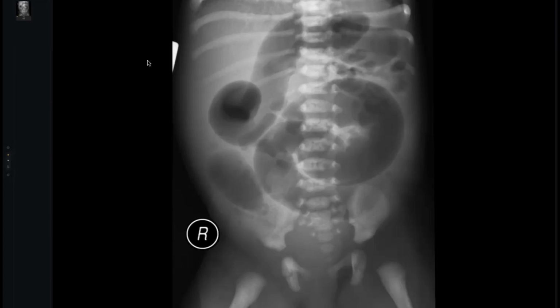My impression is that appearances could be those of lower GI obstruction. I want to ask, is there a history of the patient passing meconium or not? We don't know. What is your next step, or what is your differential? First of all, I will think about causes of lower GI obstruction. First, I will do a clinical examination to see if there is any anal atresia or not. Second of all, I want to see if the patient is passing meconium or not.